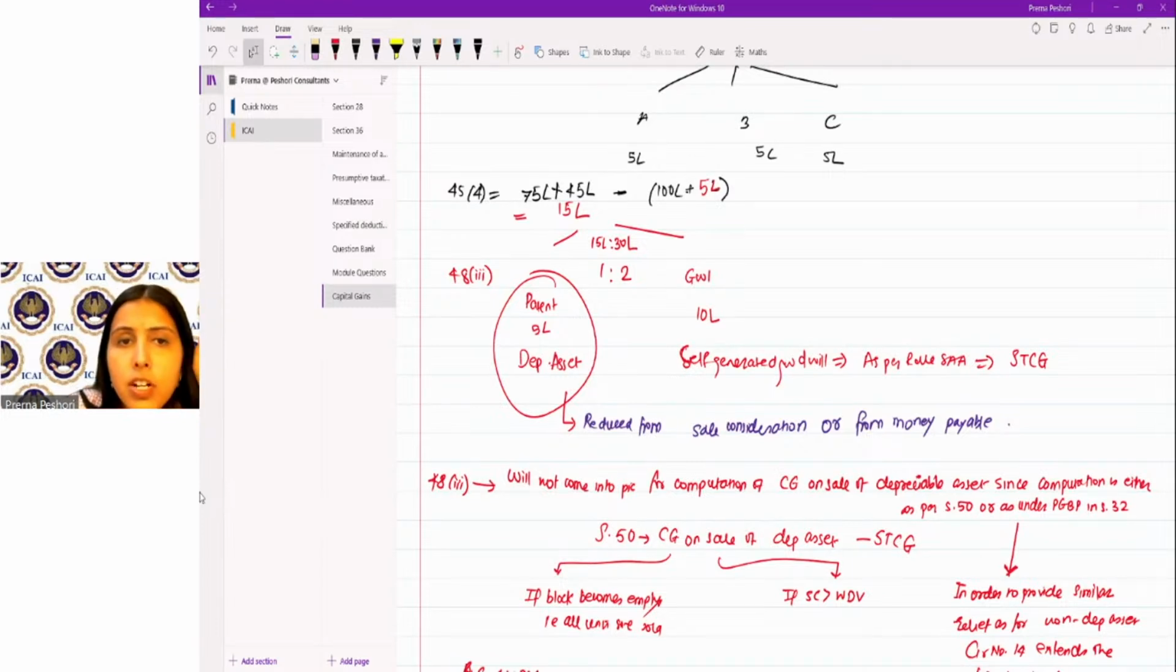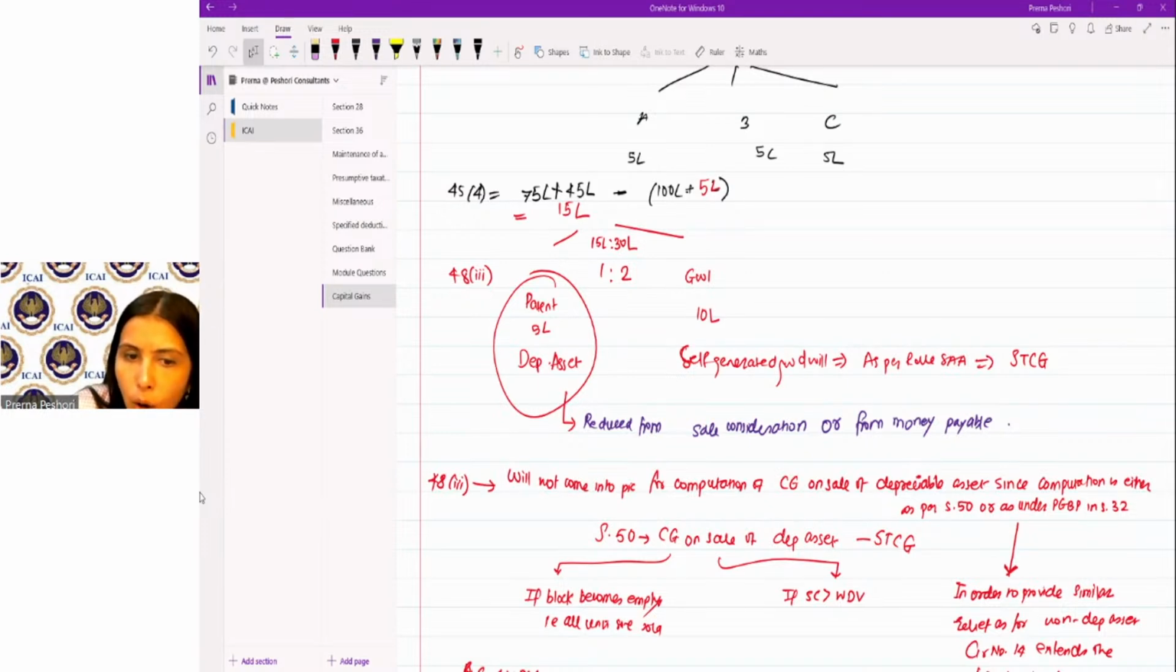So a specific clarification is provided here in this particular circular, that 48 applies only to capital assets which are not forming part of block of assets, right? Because for block of assets, there is section 43 and section 32. And under capital gain, there is section 50. Right? So to remove that difficulty, it provides that 48.3 will also apply to the block of assets.